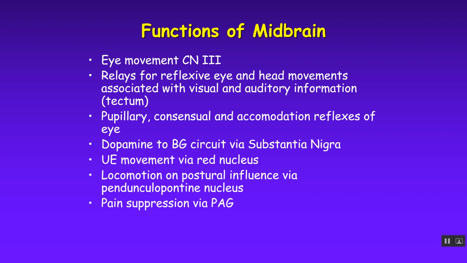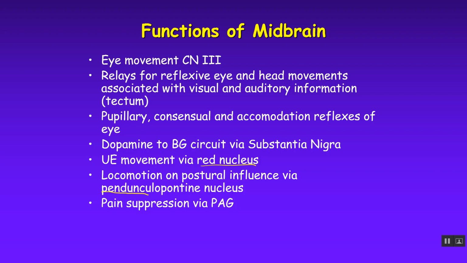Your substantia nigra is there, so for projecting the dopaminergic neurons up to the basal ganglia. You have some influence of upper extremity movement, especially flexion via the rubrospinal tract that starts there. The red nucleus is there in the midbrain. You have some locomotion and postural reflexes and influence via the pedunculopontine nucleus. The pedunculopontine is partially up in the midbrain, partially in the pons. So this is where the peduncles, the cerebral peduncles, peduncular, that's up in the midbrain.